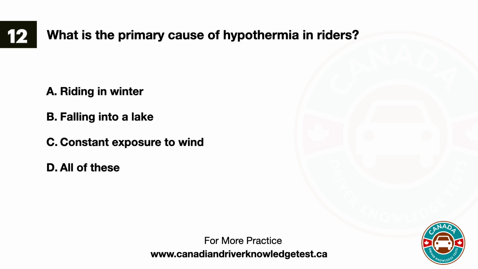Question 12. What is the primary cause of hypothermia in riders? A. Riding in winter. B. Falling into a lake. C. Constant exposure to wind. D. All of these. The answer is C. Constant exposure to wind.